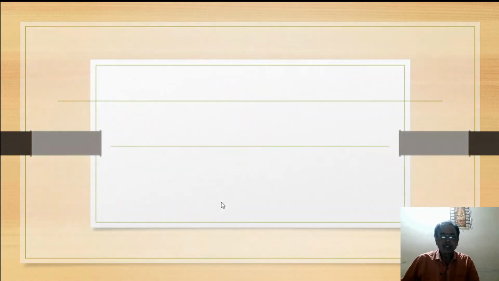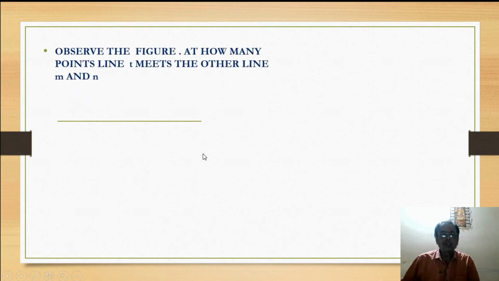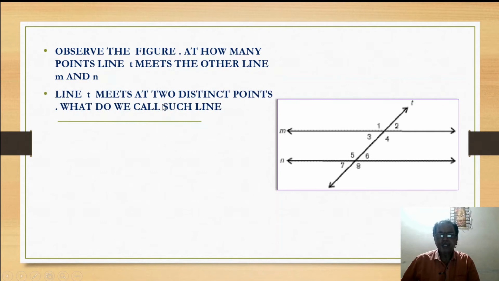The next, lines and transversal. Regarding this, we have some important points. Listen carefully from here. Observe the figure here. At how many points does line T meet the other lines M and N? Yes, at 2 points. Line T meets them at 2 distinct points. So what do we call such a line? This line T is called what type of line?